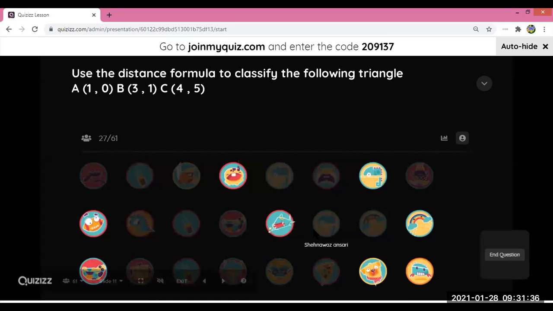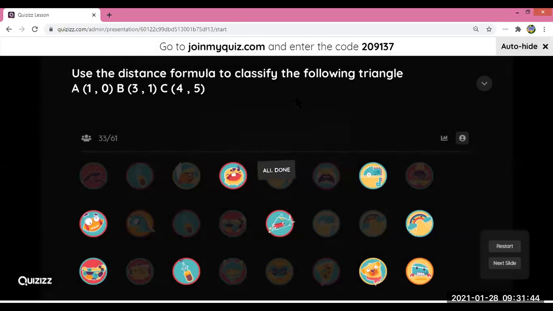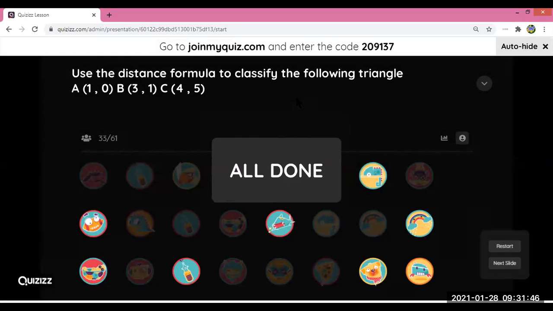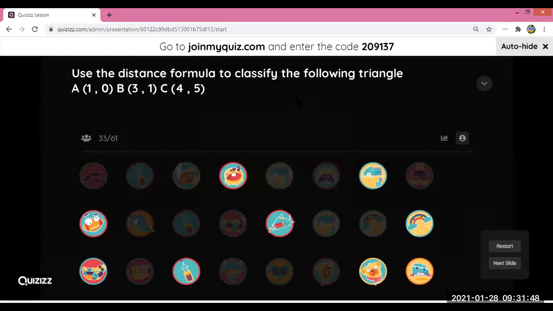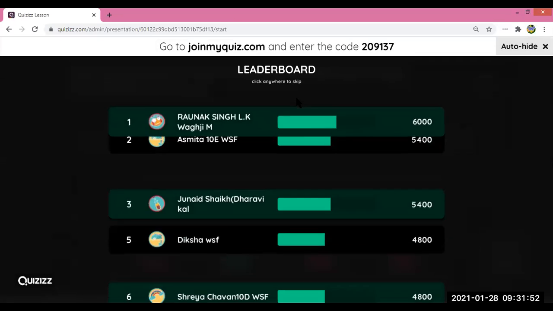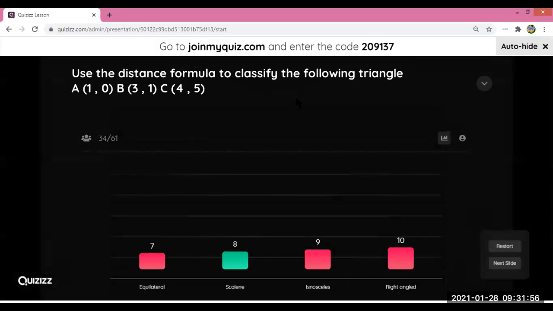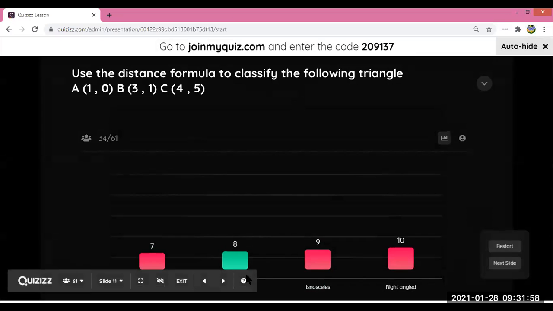27 of you have already answered. Let's end the question. Let's see how many of you have got it right. Wonderful. Great. And 8 of you, maybe you were confused, so let us look at the solution.